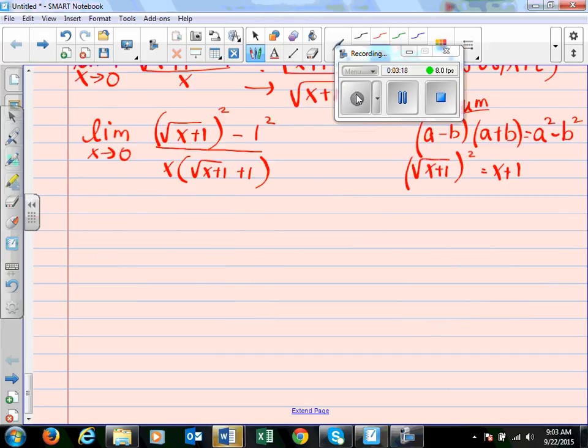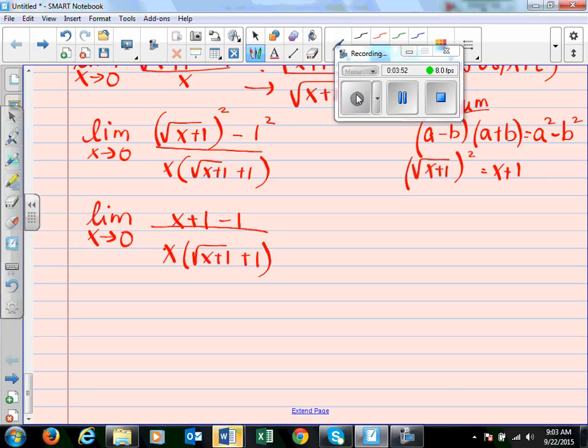So now it becomes limit x approaching 0. I'm rewriting it. So x plus 1, the square root will just be x plus 1 minus 1. Get it? So now divide by x. I keep the new denominator as such.